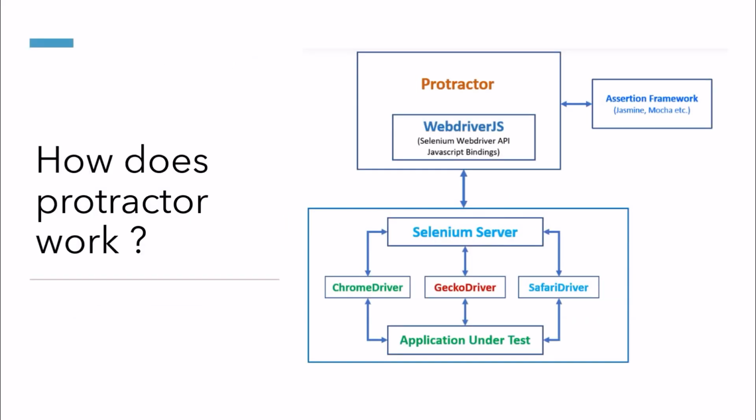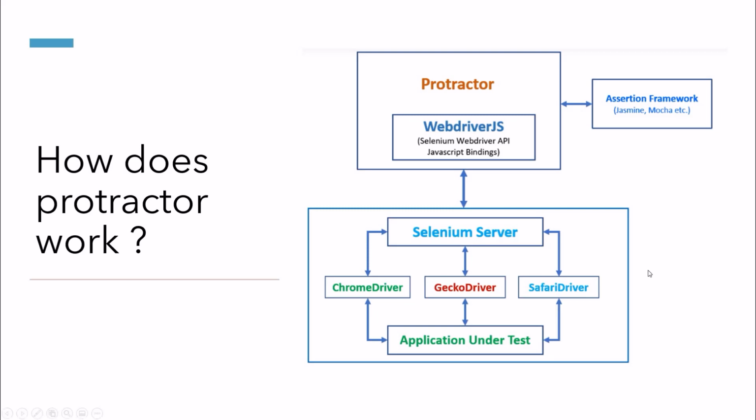If we look at this image, which also starts with the third topic, which is how does Protractor work? So this image tells me that Protractor is built over WebDriverJS and has everything which is present in Selenium, like Chrome driver, Gecko driver, and Safari driver. In addition to this, Protractor also has a support to assertion frameworks like Jasmine, Mocha, and Cucumber, about which we would be talking in the upcoming slides.